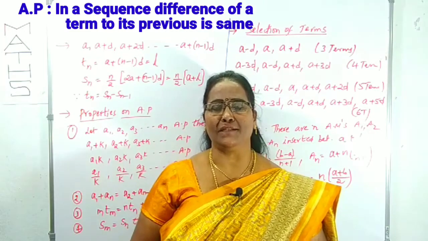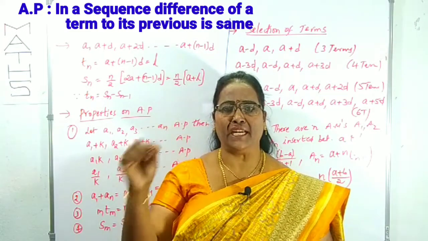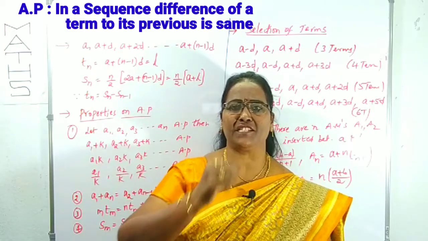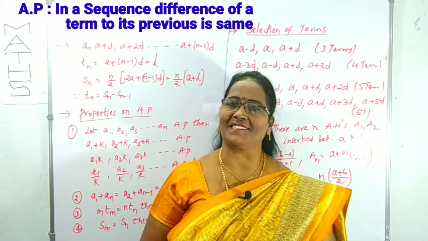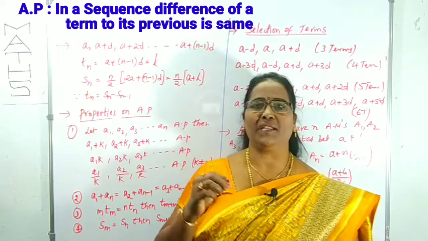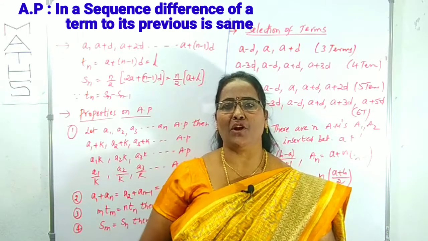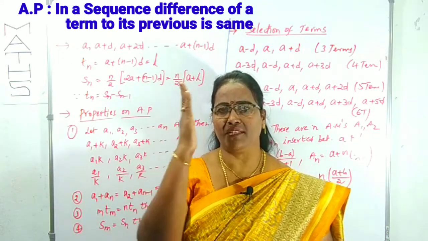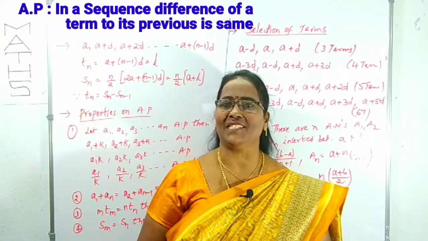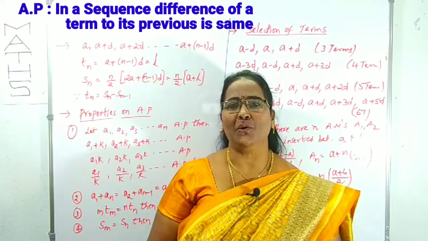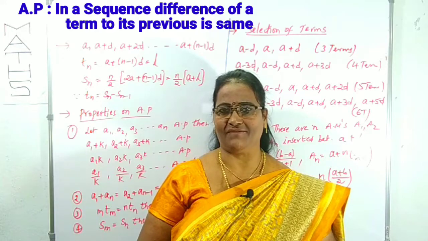In that series, the difference of a term and its previous term is the same. Such a series is called an AP series. These differences are known as the common difference. In that series, the first available term is the first term. So, you have to know what an AP series is first of all.